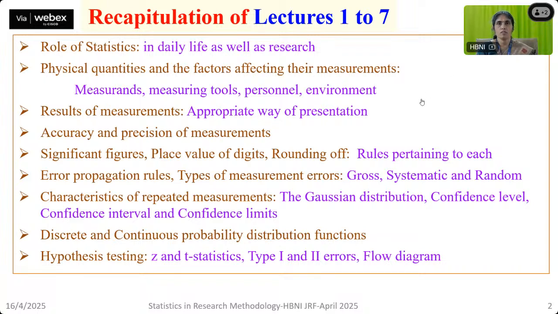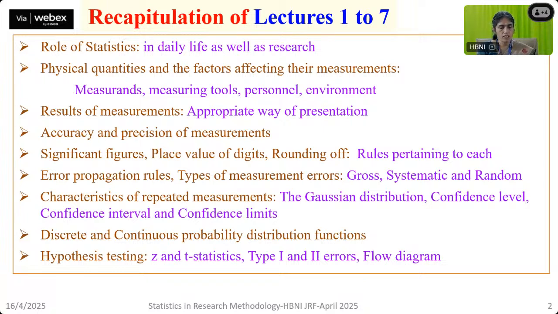Characteristics of repeated measurements were ascertained through the utility of Gaussian distribution function. Later on, we went ahead with confidence interval, confidence level, and confidence limits of the measured data in order to encompass the true value within the range of the measured values.